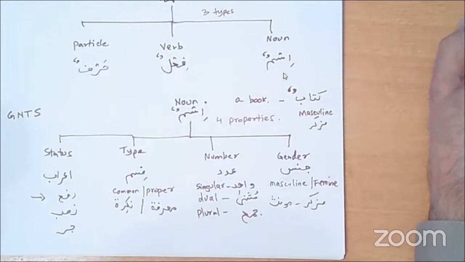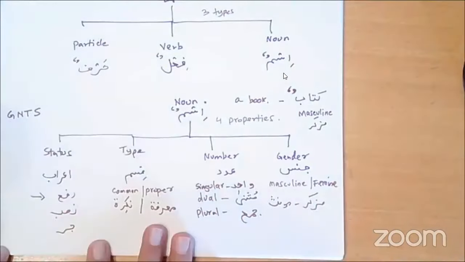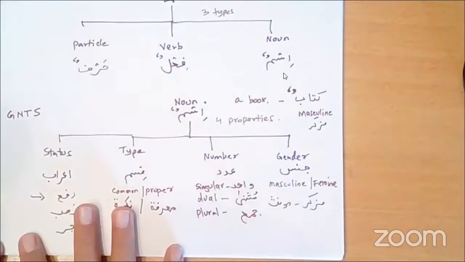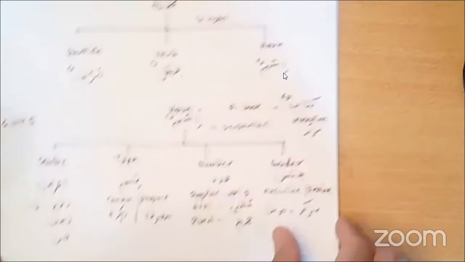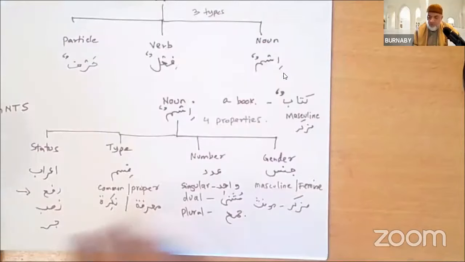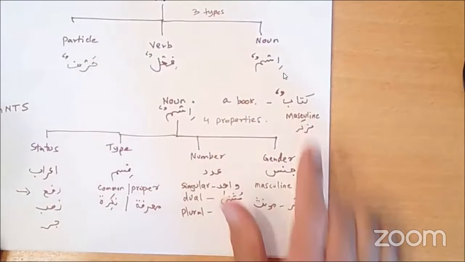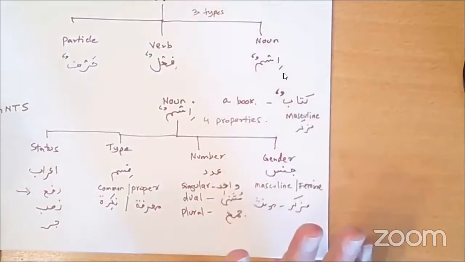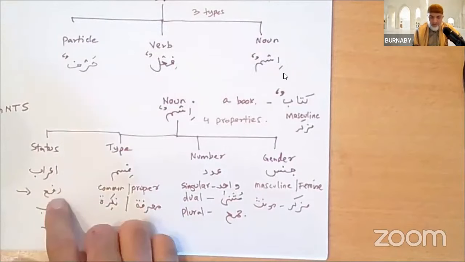Excuse me, Brother Abid, the four in the status, we didn't learn that before. We did this up to this much last time, and we are going to continue today with this. What are the four properties of a noun? When you look at a noun, the gender, number, and type, and the status. Status is of three kinds: rafa, nasab, and jar.